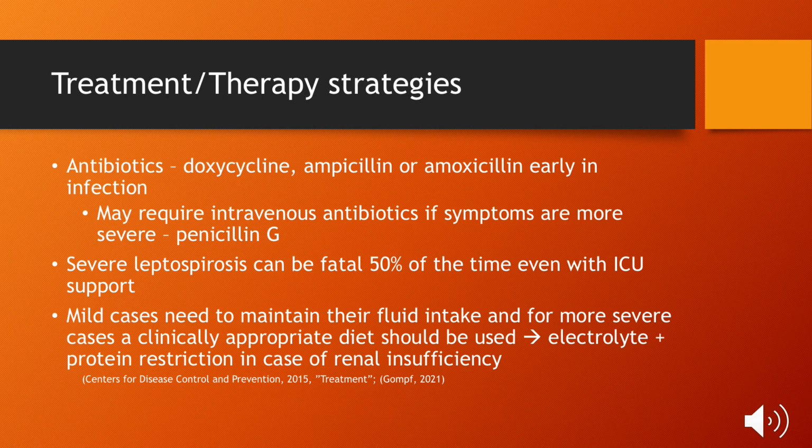Leptospira interrogans is, just like the other two, a bacterium, so antibiotics are used as the treatment strategy, and they're once again doxycycline, ampicillin or amoxicillin, used especially early in the infection. It may require intravenous antibiotics if symptoms are more severe, and then penicillin G is used.